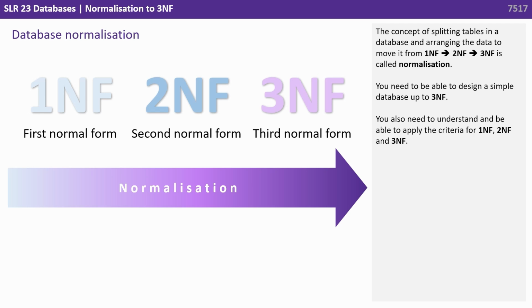The concept of splitting tables in a database and arranging the data to move it from first, second to third normal form is called normalisation. You need to be able to design a simple database up to third normal form. You also need to understand and be able to apply the criteria of first, second, and third normal form.